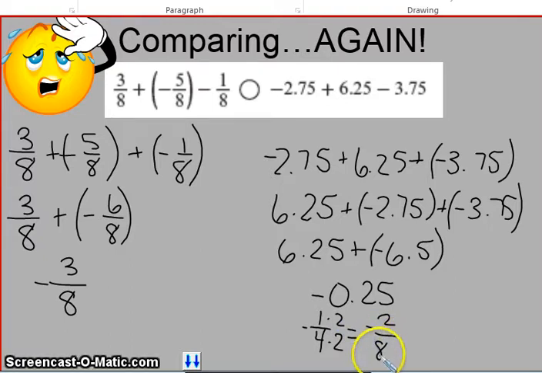Now we need to compare them. Which is bigger, negative 2/8 or negative 3/8? Really, we need to know which is closer to 0 since we're doing negative numbers. And we know negative 2 is closer to 0 than negative 3, so negative 2 is greater, and the symbol we want to use here is the less than symbol.